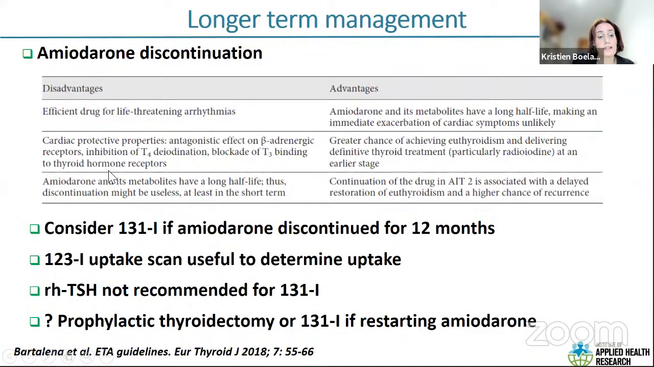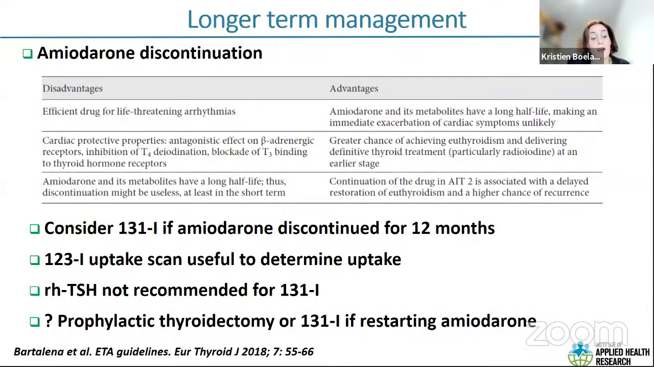And a further disadvantage is that even when you stop amiodarone, it stays around, as I've said, for nearly a year. And therefore, stopping it doesn't immediately result in a good effect. Of course, the advantage if you stop it is that you no longer expose the patient to this offending drug. You have a greater chance of achieving euthyroidism. If you continue it in type 2, then that's associated with a delayed restoration of euthyroidism.